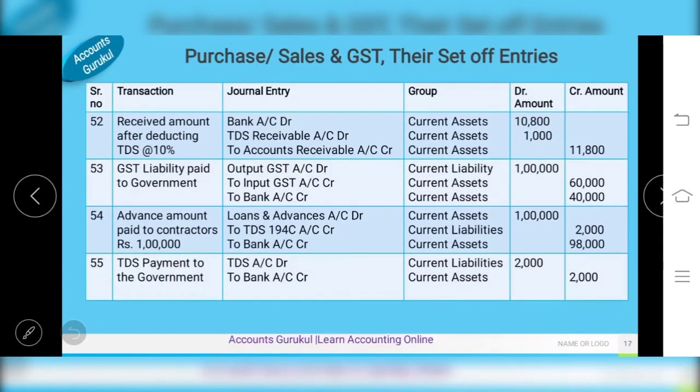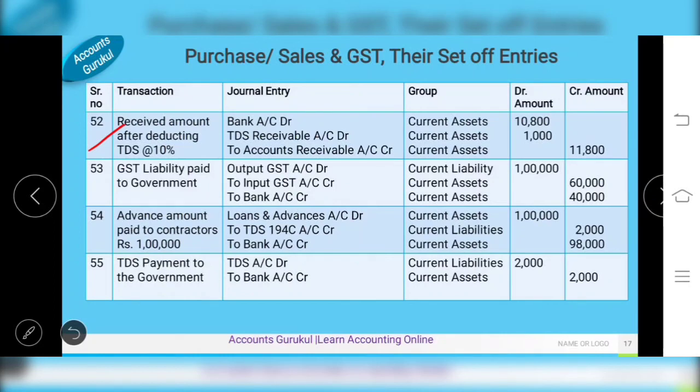Now the next one, received amount after deducting TDS of 10%. जो हमने professional service का invoice raise किया था, against that invoice we got the amount from our customer or our client, and he deducted TDS of 10% on that. Then what entry are we going to pass into the system?